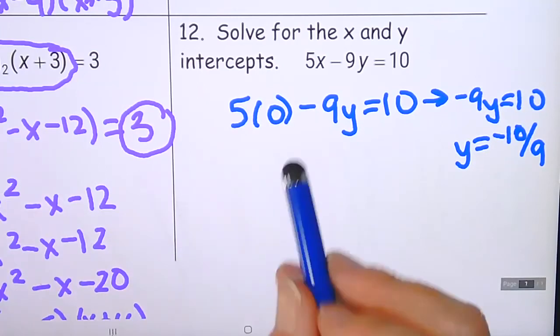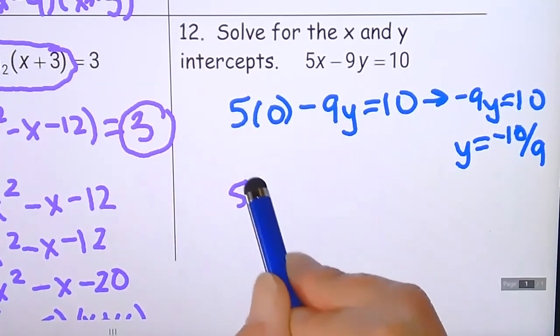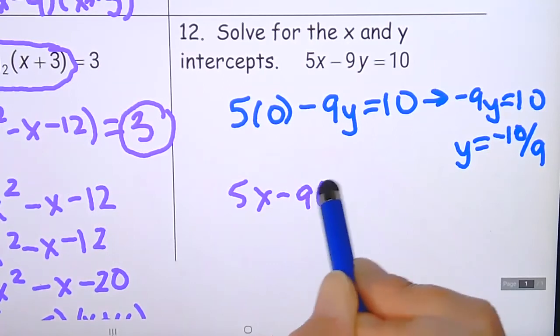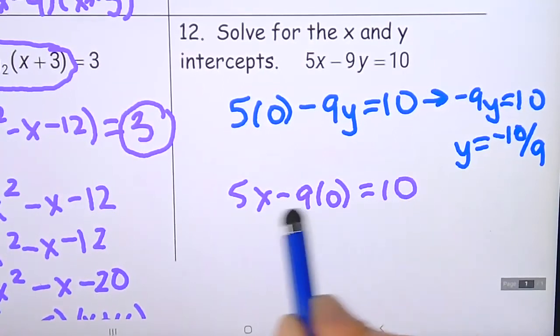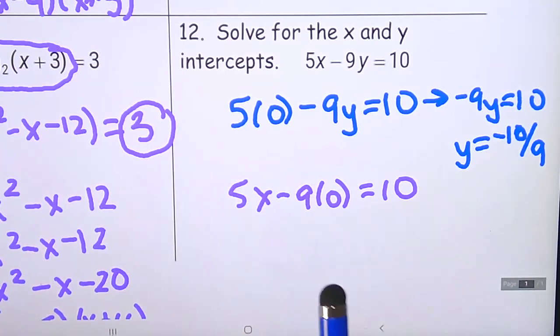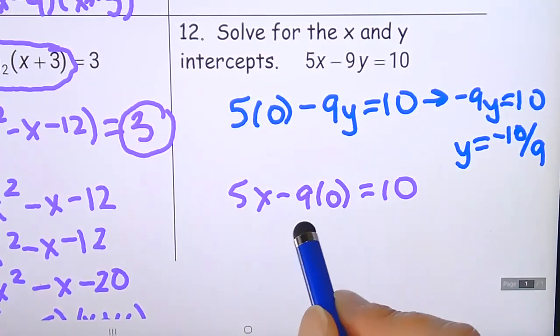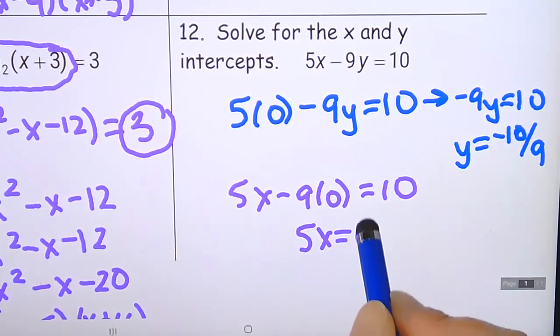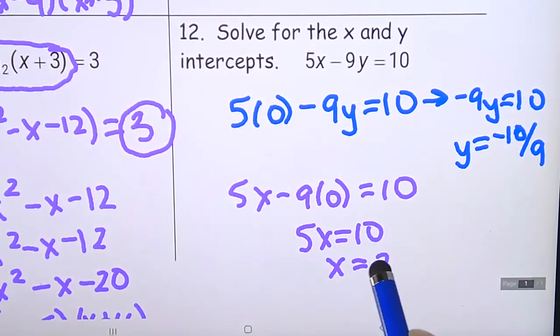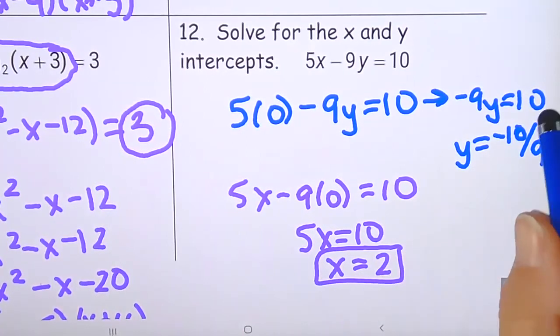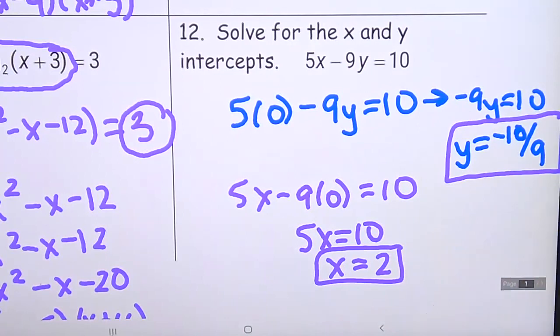Now, when I put 0 in for my y, so I get 5x minus 9 times 0 equals 10. You'll notice I'm going to only have an x left, so I'm going to solve my x-intercept. So I get 5x is equal to 10, so x is equal to 2. So I got 2, and then for my y-intercept, negative 10/9. And that's the end of this video.